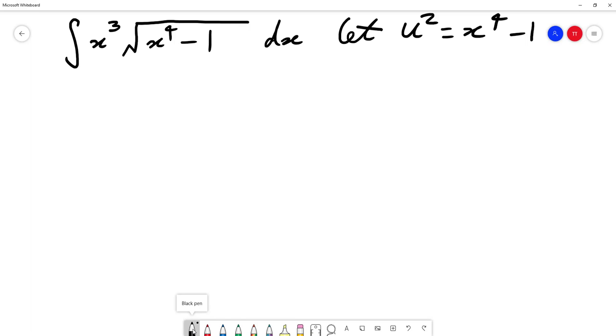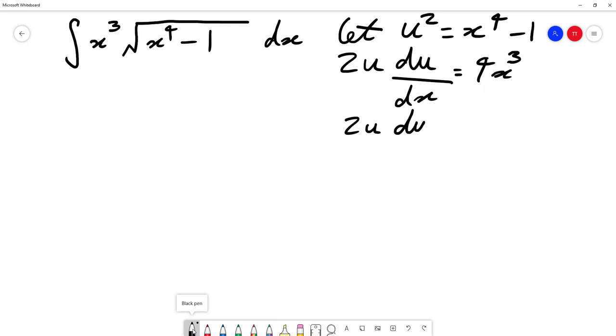Now we apply implicit differentiation. So we get 2u du by dx. That's going to be 4x cubed, minus 1 differentiated is 0. So we get 2u du will give me 4x cubed dx. Now in my question, we've got x cubed dx. So we divide it by 4.